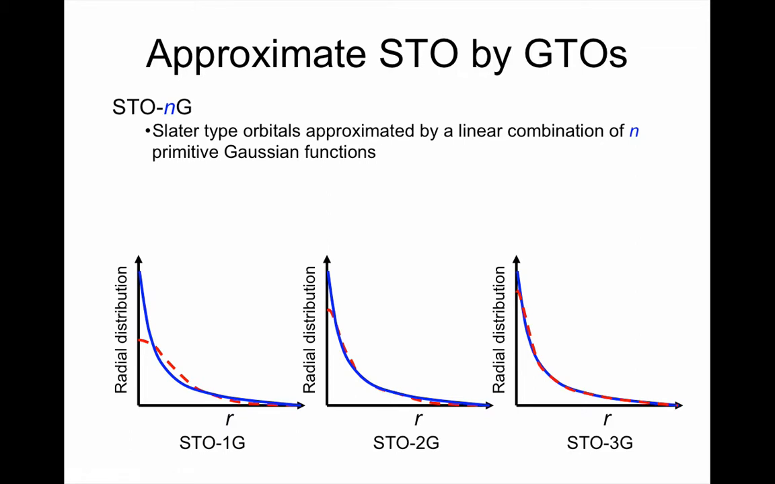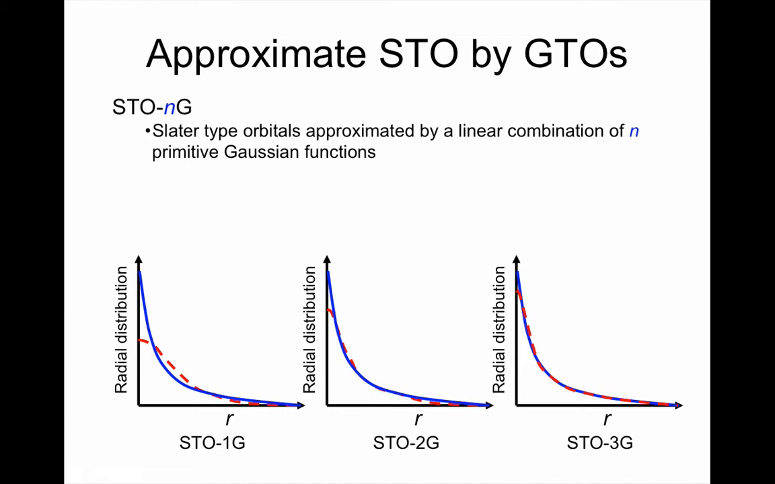We could of course say that, well, these basis functions, the GTOs, do not represent the radial electronic distribution in the molecule or in the atom well, so it is not good to use those. But in fact, what we can always do here is that we can approximate a given Slater type orbital by a linear combination of a number of Gaussian type orbitals.